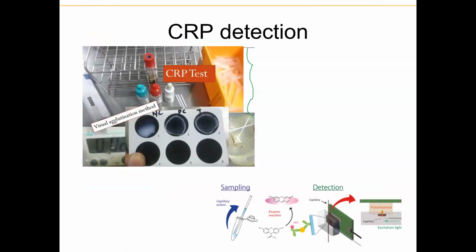CRP detection is often done in the hospital setup because we use C-reactive protein as an inflammatory marker. We can do it using manual methods, using card assays and the visual agglutination method. We put patient serum and the reagent containing anti-CRP antibodies, make a serial dilution, and try to find the exact concentration. But there are other methods, like automated methods.